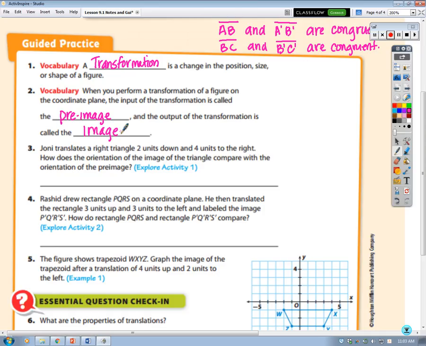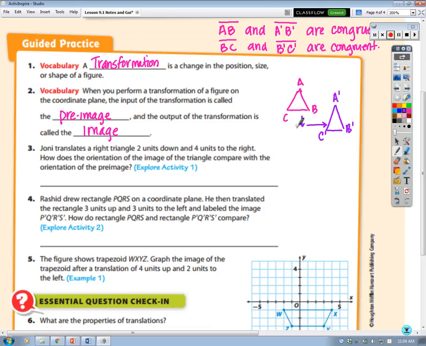So if we look at number 3, Joni translates a right triangle 2 units down and 4 units to the right. So if I've got a right triangle here, I'm going to label that A, B, C, and I am translating that 2 units down and 4 units to the right. Then I have triangle A prime, B prime, C prime. Okay? So how does the orientation of the image of the triangle, so the image, the after, compare with the orientation of the preimage, so before? So how does the translated one compare with the original one?